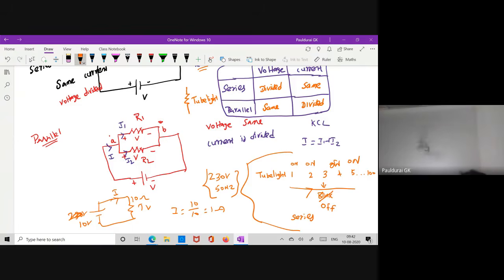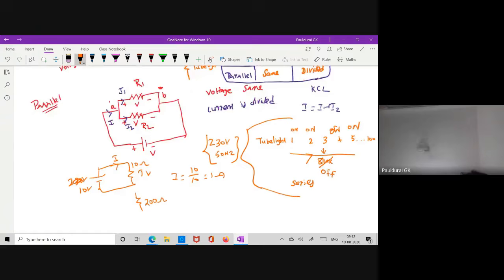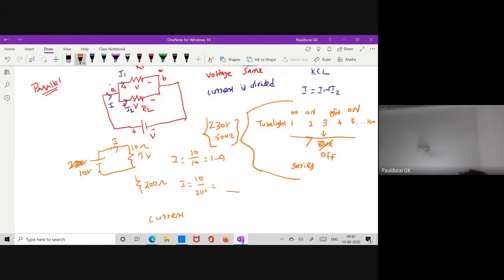Now next I am connecting an AC. The AC may have a higher resistance, let's take it as 200 ohm. Now what is I equal to V by R, 10/200. You will get some current. So my conclusion: current depends on the load, but voltage remains the same. That is the required one, right?